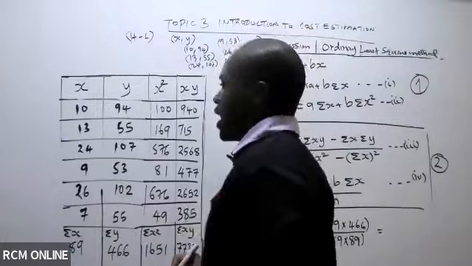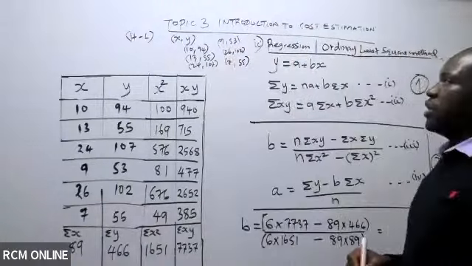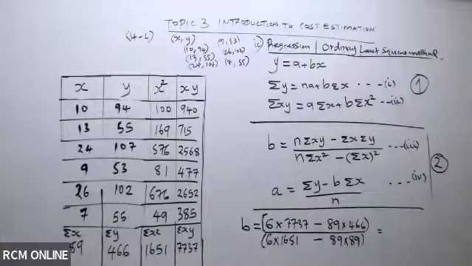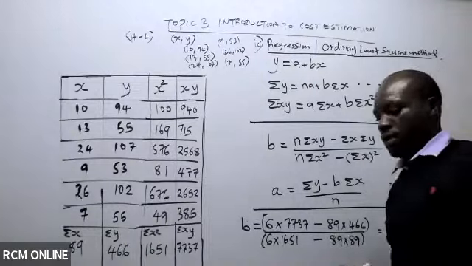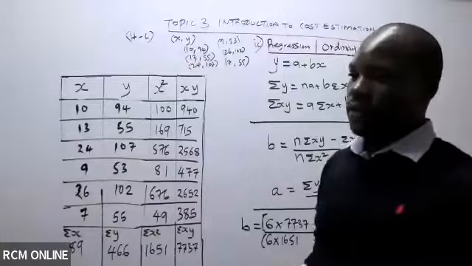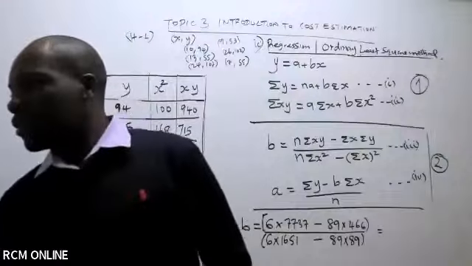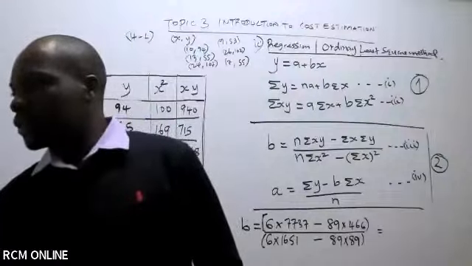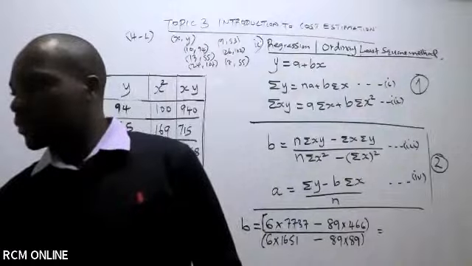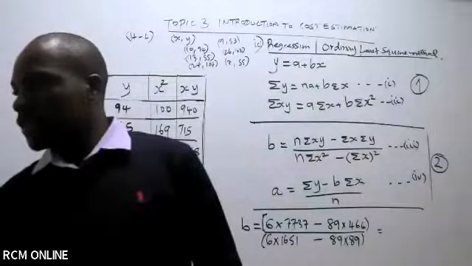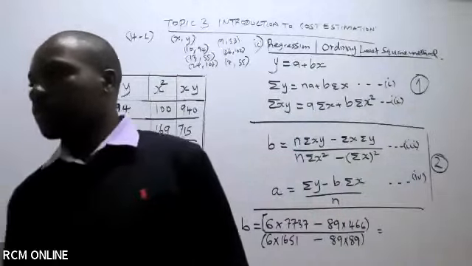How many coordinates do we have? If you are to count, how many coordinates? 6. So is your question answered? Great.